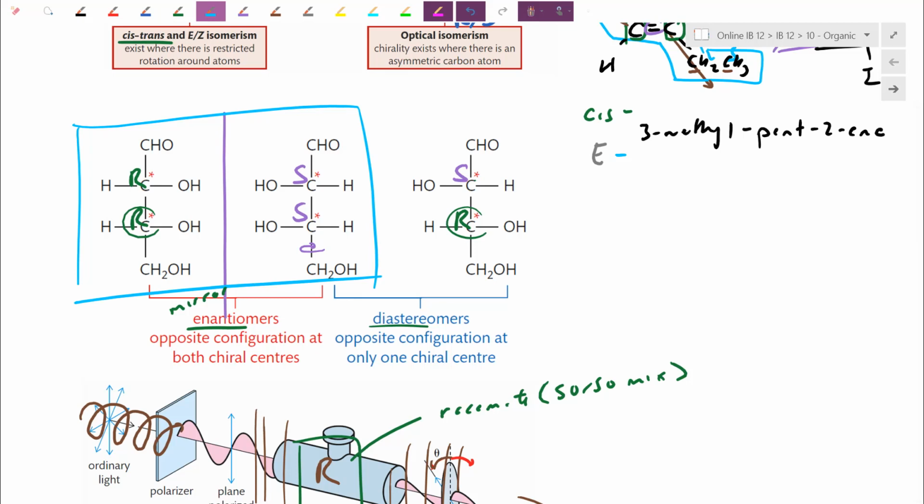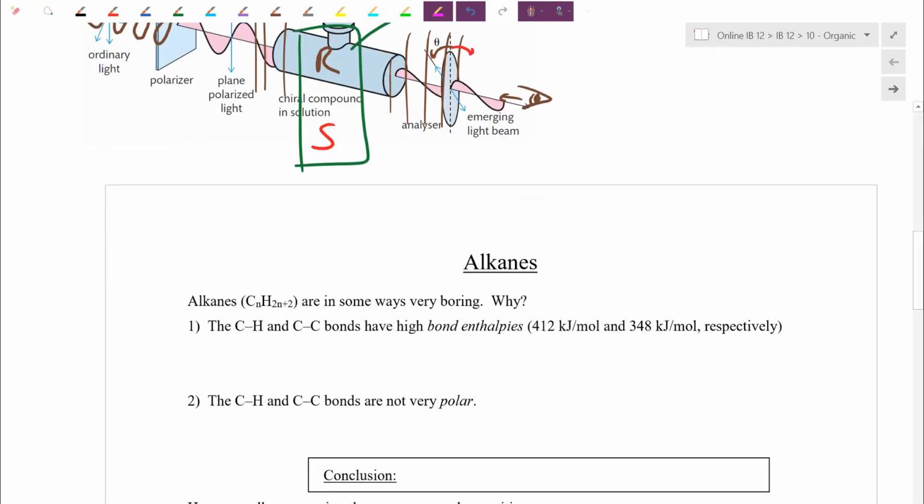The next section in this organic chapter, we are going to start looking at reactions of organic compounds. This is where organic chemistry gets really fun. And we're going to slowly work up to it today, introducing just alkanes.